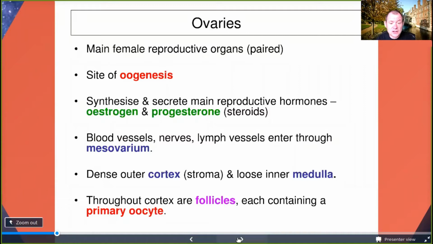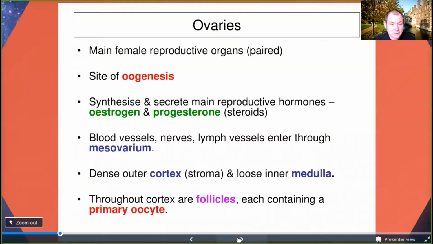Blood vessels, nerves, and lymph vessels enter through the mesothelium part of the ovary. There's a dense outer cortex known as a stroma and a loose inner medulla. Throughout the cortex are the follicles. Each follicle contains what we call a primary oocyte, so an underdeveloped egg that later develops and is released during ovulation.